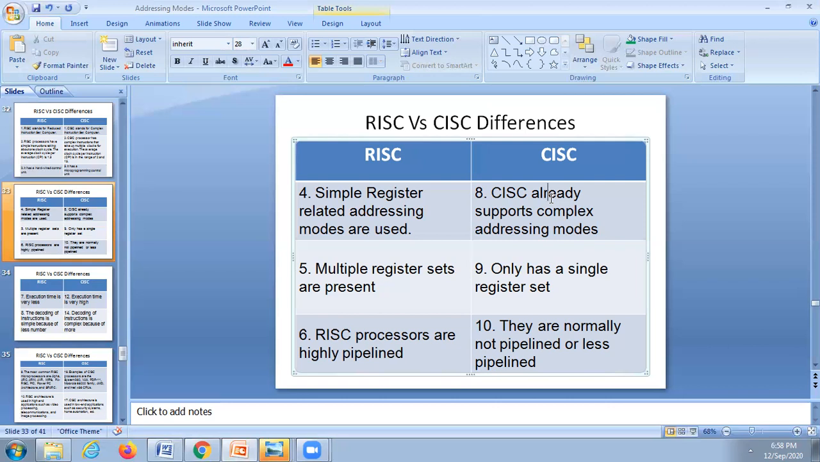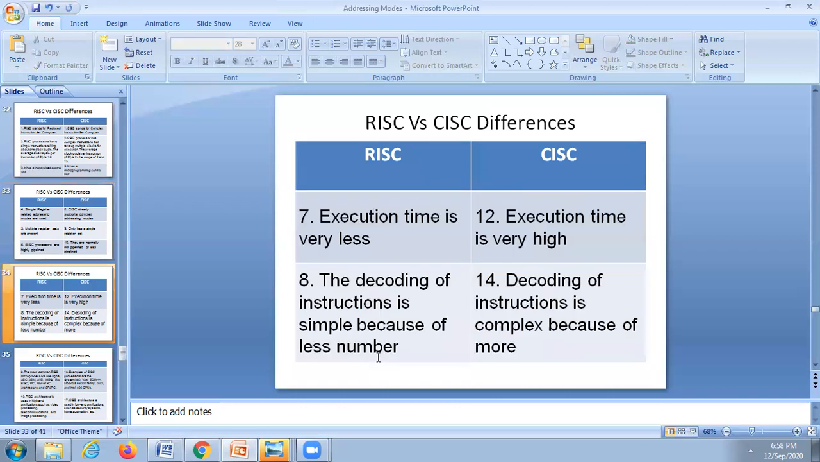Here CISC processors are normally pipelined, but with very little activity. In the case of pipelining, CISC supports fewer cases, whereas RISC supports pipelining as well as parallel processing in most cases. Parallel processing and pipelining will be supported more in RISC processors, less in CISC processors.